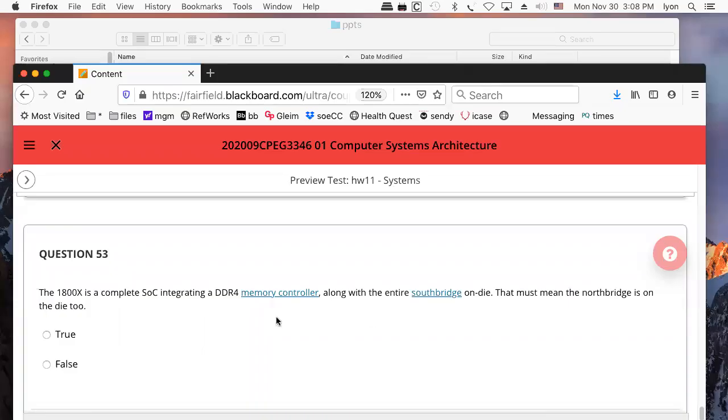So now here we have a 1800X, a complete system on a chip, integrated DDR4 memory controller, along with entire South Bridge on the die. That means this North Bridge is on that die too. And that has to be true because South Bridge is the slow part. North Bridge is the fast part. These used to be separate chipsets. Now they're all integrated into the same die.